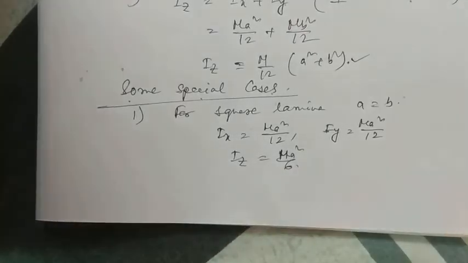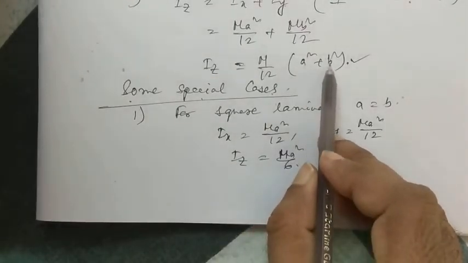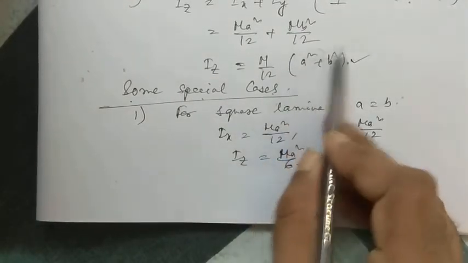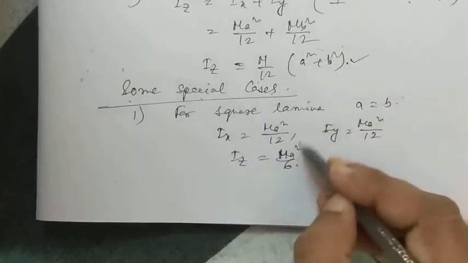You can replace b with a here. So 2a square, that means 2 and 12 cancel out. So Ma square by 6.